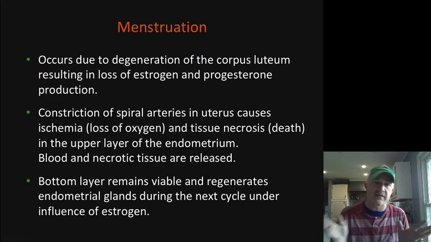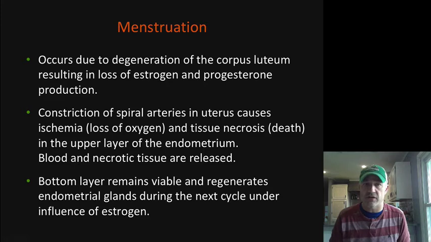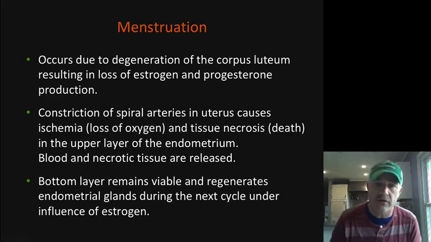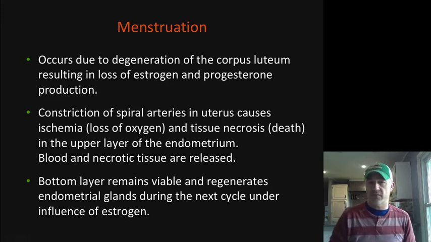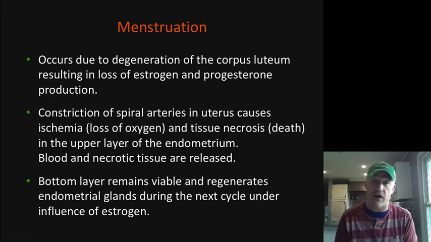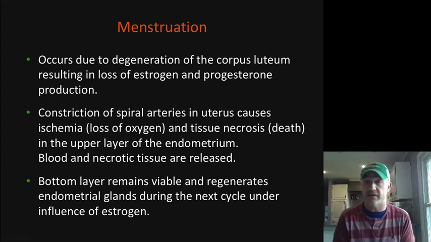If the corpus luteum is not maintained because the pregnancy doesn't occur, you get a loss of estrogen and progesterone. This causes constriction of these arteries, which leads to loss of blood flow to those upper layers here, and these are going to actually cause that endometrial lining to die off. It is then necrotic and shed out of there.